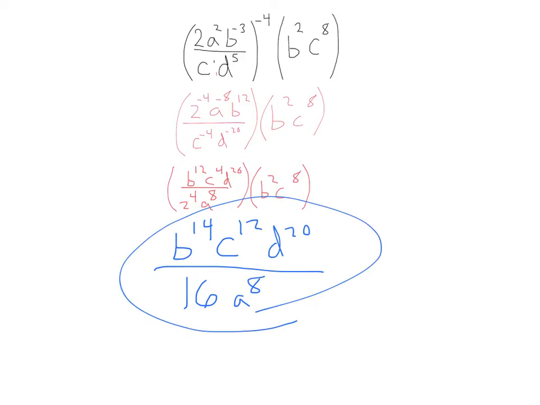So if you remember your basic rules: multiplication, you add the exponents; division, you subtract the exponents; power to a power, you multiply the exponents; and when you have negative exponents, you flip it to the opposite side of the fraction and make it positive.